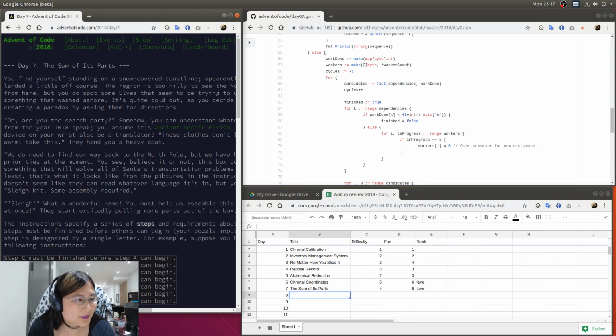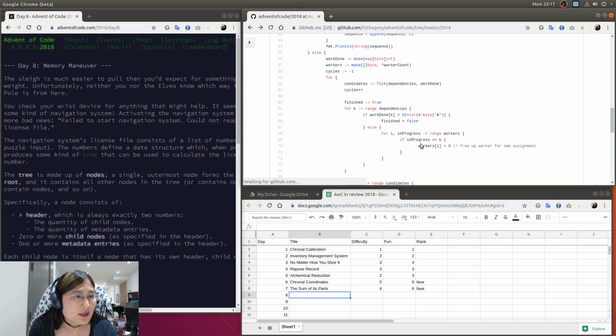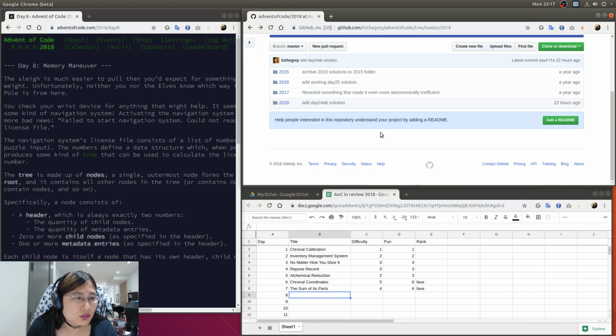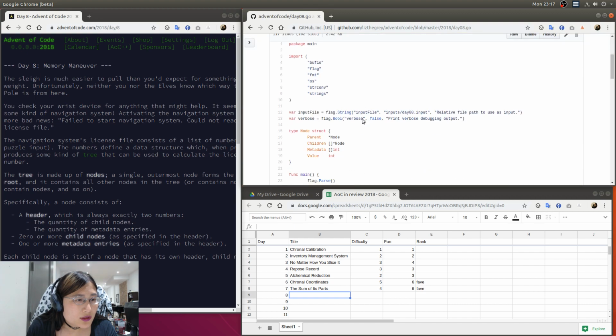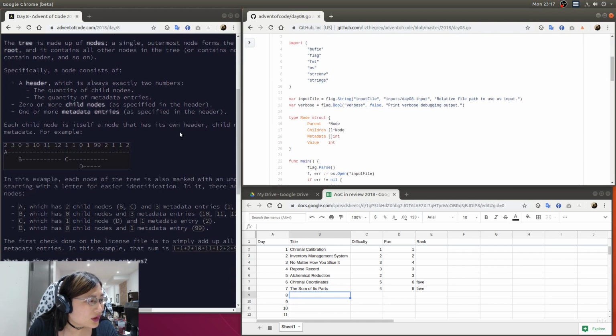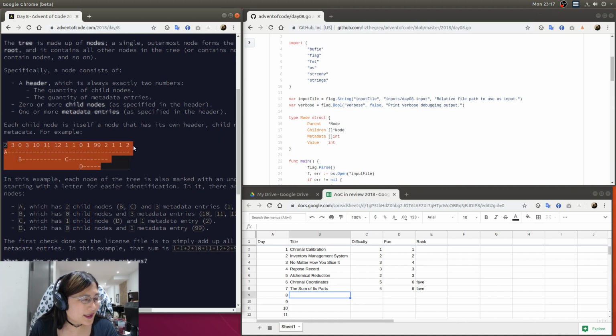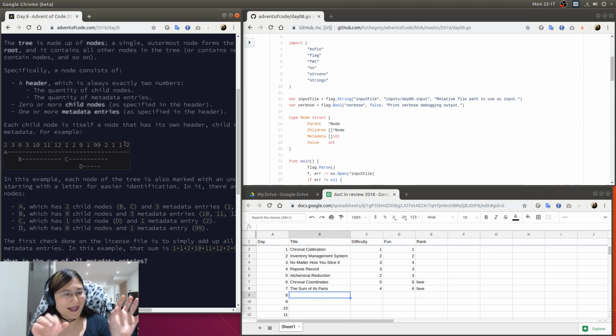Day number 8. So in day number 8, what we had was... Oh god, this one. Okay. This one was a parsing problem where you had to parse a list of numbers and keep track of what's on your stack. Are you currently evaluating the metadata? Are you currently evaluating the children? Like, where are you in the stack of items?